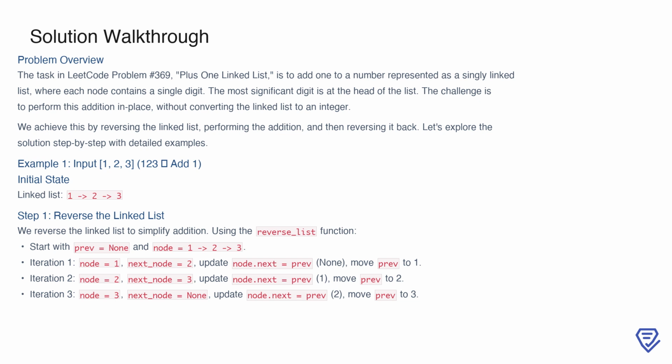For example, if the input is the linked list representing 123, we begin by reversing it. This process involves iterating through the list, updating pointers at each step. Starting with the initial state of 1-2-3, the first iteration updates the first node to point to null. On the second iteration, the second node points to the first, and so on, until the entire list is reversed, resulting in 3-2-1. This reversal sets the stage for the addition operation.